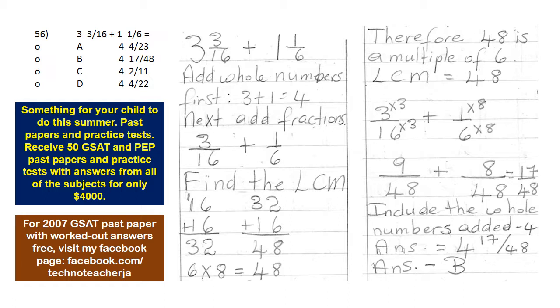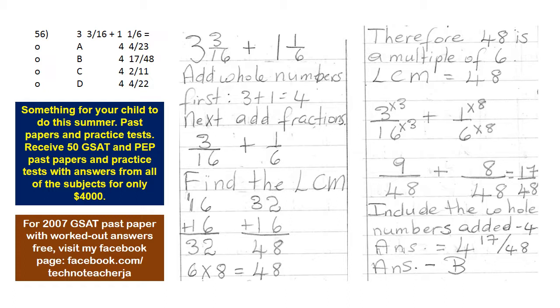Next, add the fractions. 3 over 16 plus 1 over 6. Find the LCM. To find the LCM, add the bigger number until the smaller number goes into the answer without leaving a remainder.